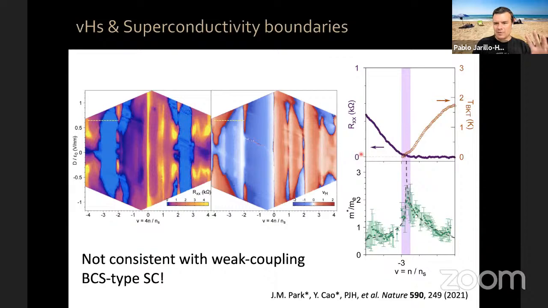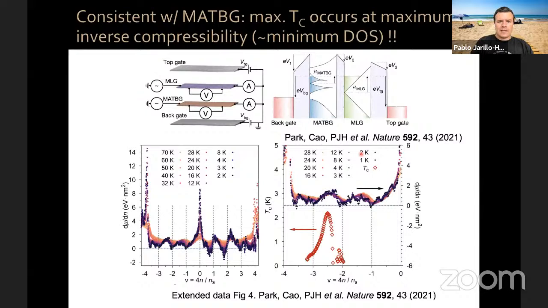Now, I should mention that this fact that TC is maximum away from maximum density of states, okay? It's something that we had already seen in magic angle twisted bilayer graphene in our combined transport and compressibility measurements. So remember the compressibility, you can think of the inverse compressibility as the inverse density of states. So you can see here, this is in the supplementary material of our paper, between filling factor minus two and minus three, there is this bump in inverse compressibility, meaning the density of states is minimum here, but that corresponds in transport to the maximum TC. So the maximum TC is at the minimum in the density of states of the system, okay? So these results are consistent in trilayer graphene with the ones that we found for the bilayer case.